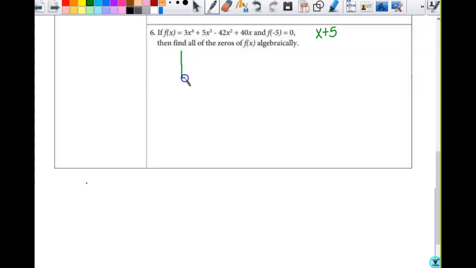So I'm going to put my negative 5 out here. This is a 4th degree. I have 1, 2, 3, 4 terms. I need 5 numbers in there. So fill out the numbers that go inside and make sure you don't forget your placeholder. We'll make sure we agree.